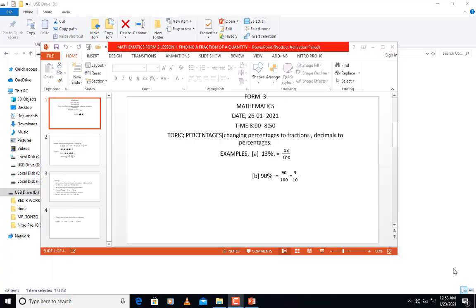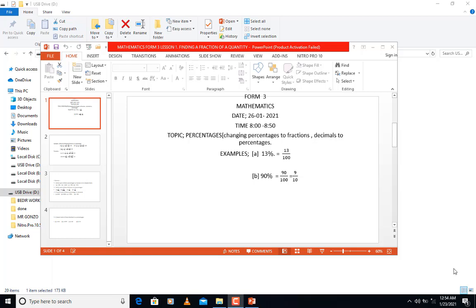Welcome. We are still discussing our topic. Our topic today is on percentages. Today we want to learn how to change percentages to fractions, decimals to percentages, percentages back to decimals, then fractions back to percentages. So these are the concepts for this lesson: changing percentages to fractions, or fractions back to percentages, decimals to percentages, percentages back to decimals.